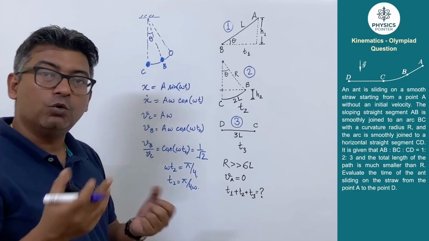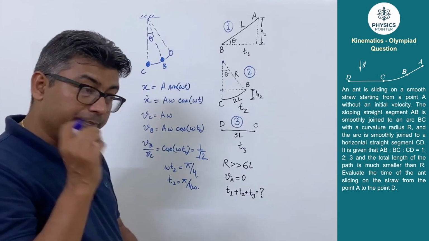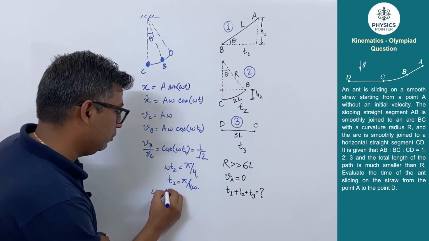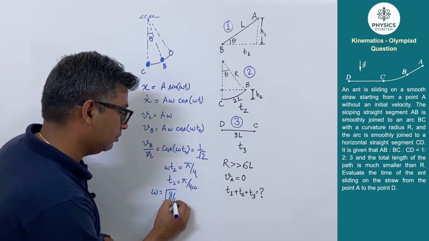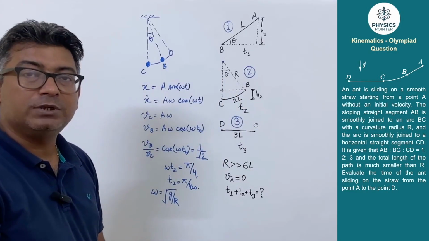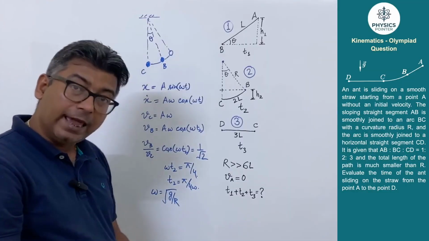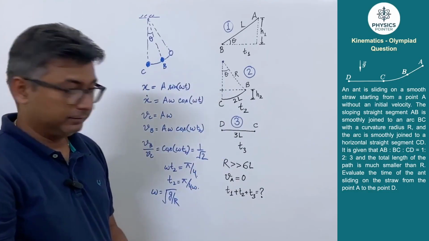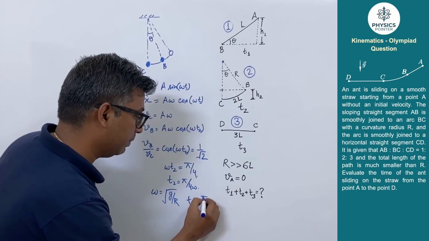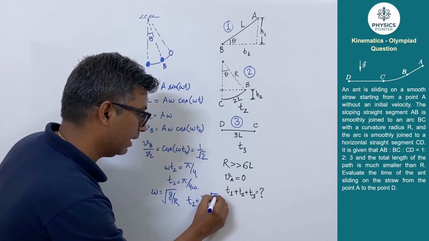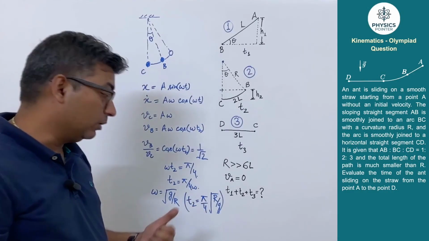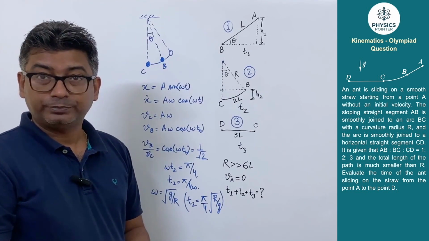Now, where do I get omega from? For a simple harmonic motion under gravity, this omega value is always constant and is equal to root of G by R. Most of the time you will see this formula as root of G by L, which is the length of the string. So if you replace that in the T2 expression, it comes as pi by 4 times root of R by G. So we got the value of T2.